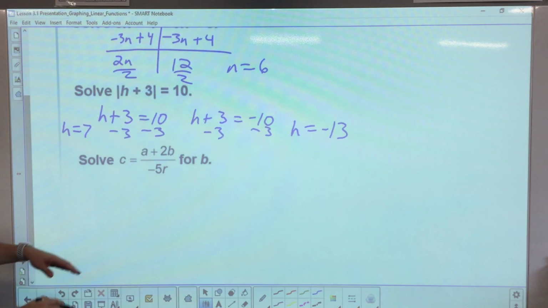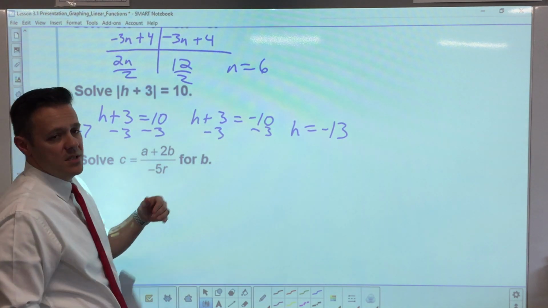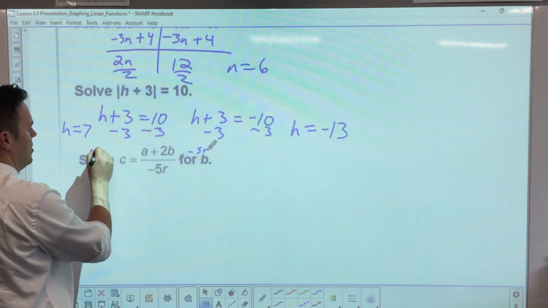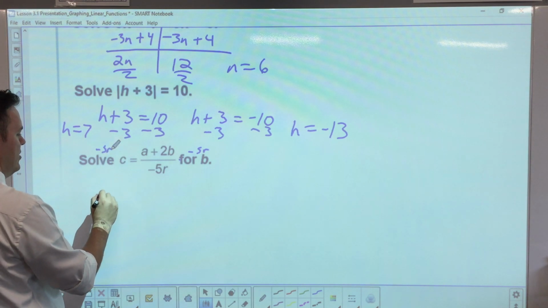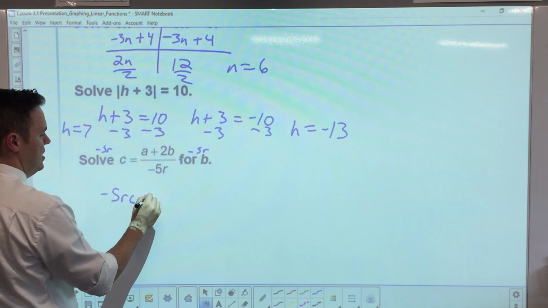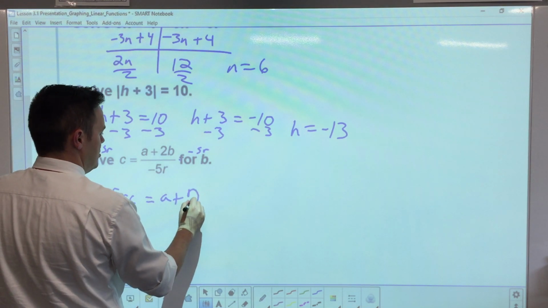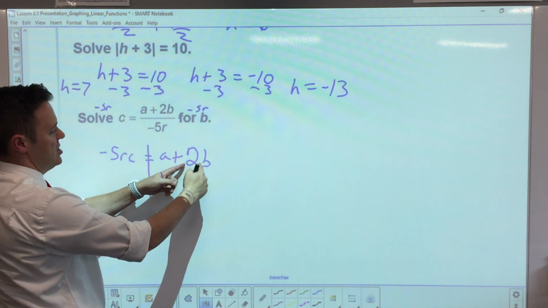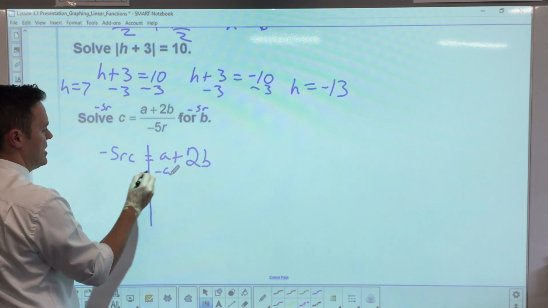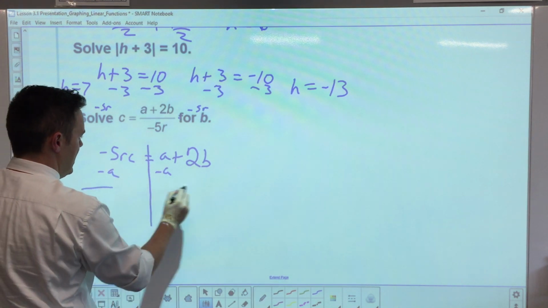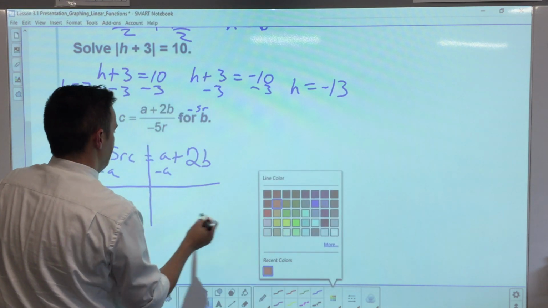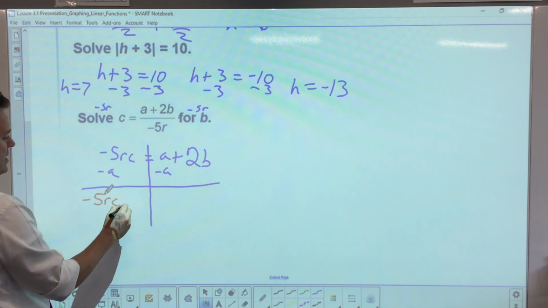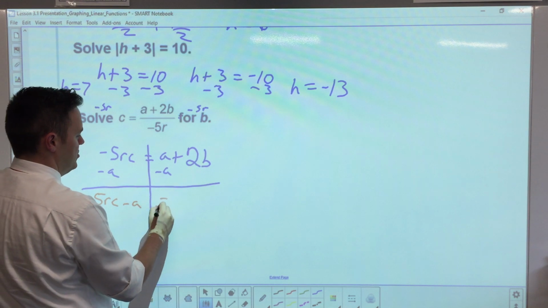And finally, for solve for b, first thing you always want to do is, remember, get rid of the fraction. So you would multiply both sides by negative 5r. Right, so if you do that, you have negative 5rc equals a plus 2b. Then, we want to get rid of the variable that is not attached to the b. So get rid of the a by subtracting it from both sides. Okay, and then when you do that, you set up with this basically just would be negative 5rc. Sorry, my 5 looks bad. Minus a, and then it equals 2b.